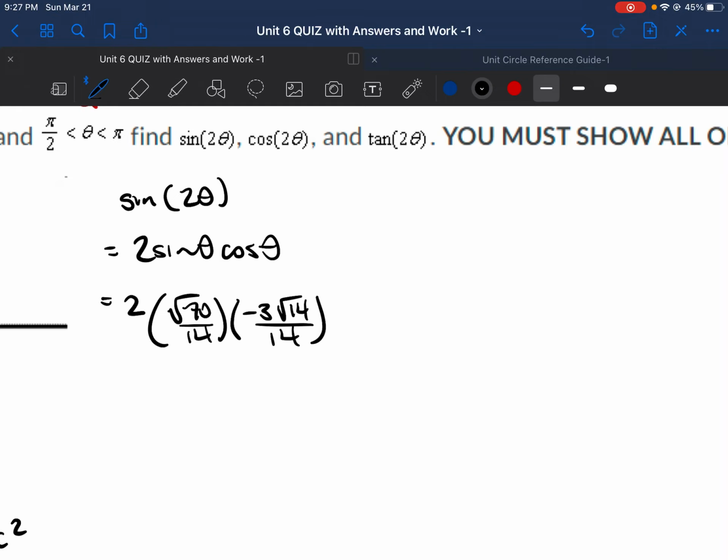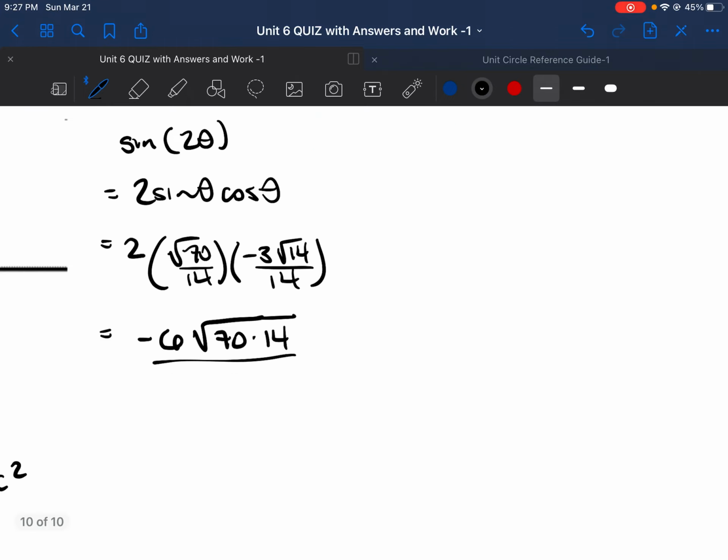Okay. And let's see, multiplying this stuff out here. 2 times negative 3, that's negative 6. Then we have root 70 times root 14. So the 70 and the 14 are going to go down here together. And then over 14 times 14, 14 squared. That's going to be, let me go and calculate that as well. It's 196.